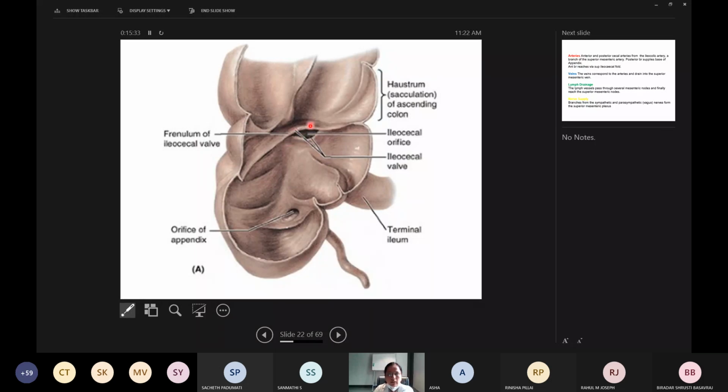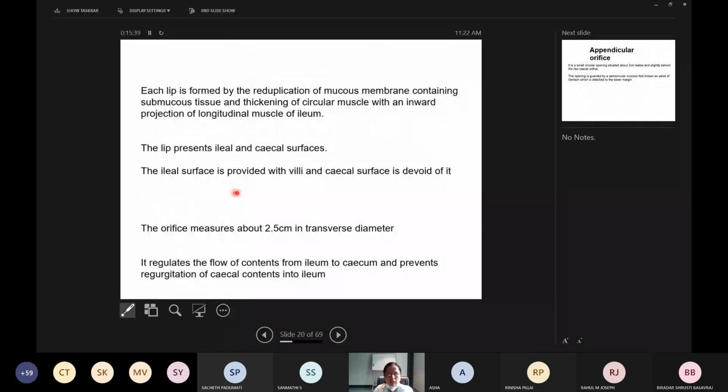This orifice has two surfaces. One is called the ileal surface and the other one is called the cecal surface. The ileal surface is towards the small intestine, so it will have the villi, and the large intestine is devoid of villi, so the cecal surface is devoid of the villi. These are the two surfaces of the lips, and each lip is formed by the reduplication of the mucous membrane and contains the submucous tissue with the thickening of the circular muscle and the projection of the longitudinal muscle of the ileum.